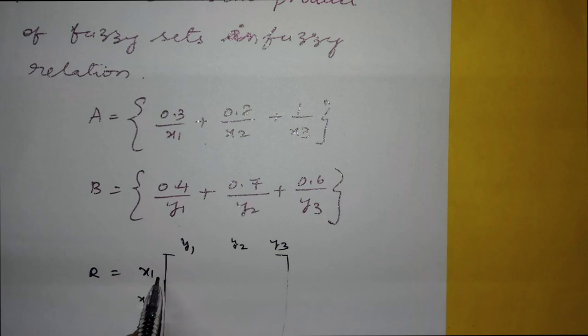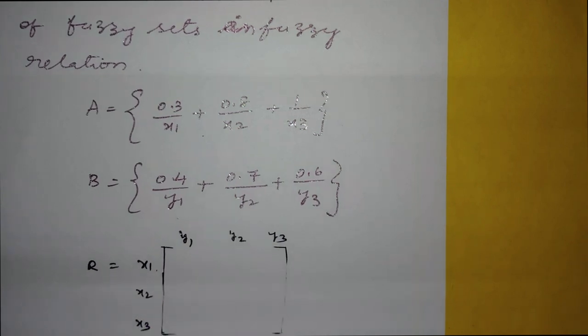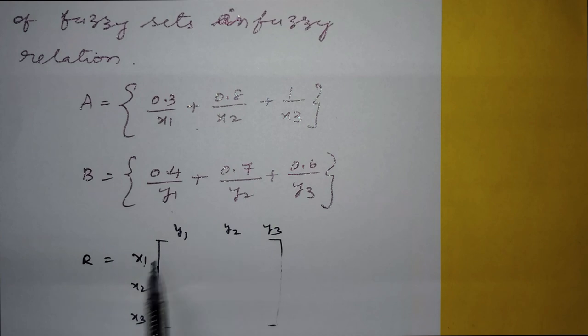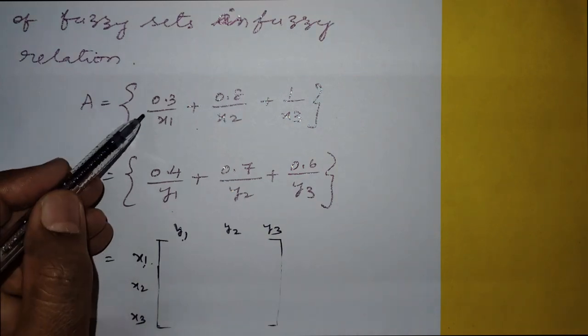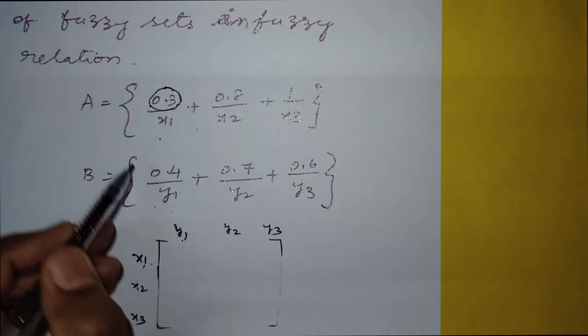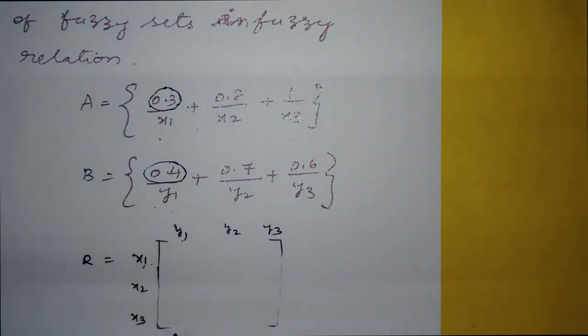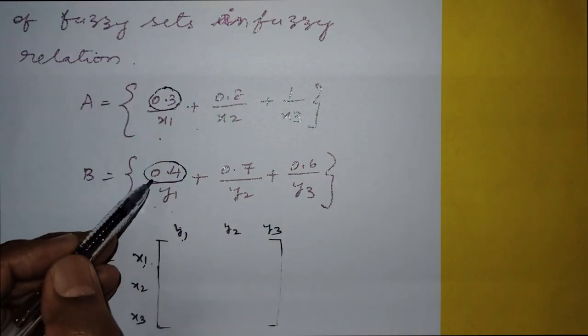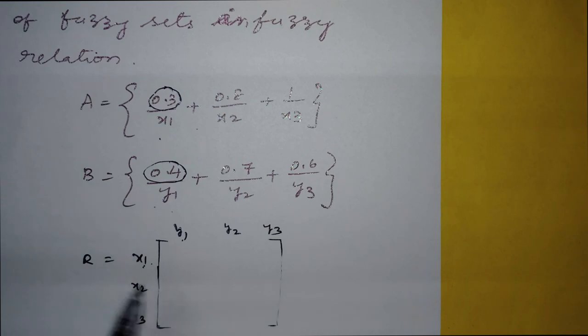Now we want the position x1, y1. For x1 and y1, we have to consider the membership values of the x1 element and the y1 element. The degree of membership is 0.3 for x1 and 0.4 for y1. Which is the minimum among these two? 0.3 is the minimum. That is the Cartesian product for the element x1, y1.